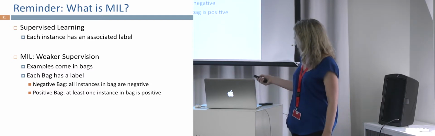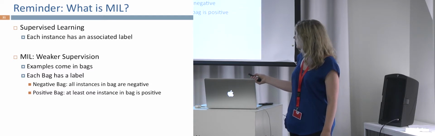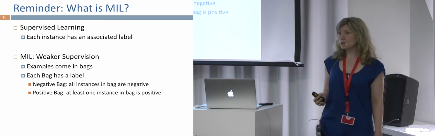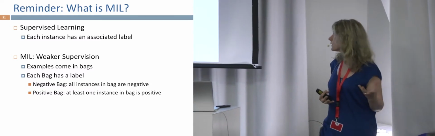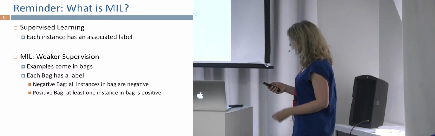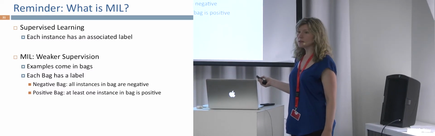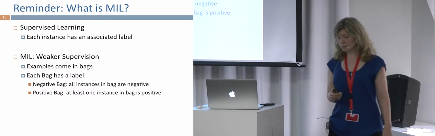Then we have two kinds of bags: negative bags and positive bags. For a negative bag, we know that all the instances in it are negative. So if we had an image that contained no pedestrian, we would know that image would produce a negative bag. Whereas a positive bag is a bag that has at least one instance that is positive, but there's no guarantee that the others will be positive.